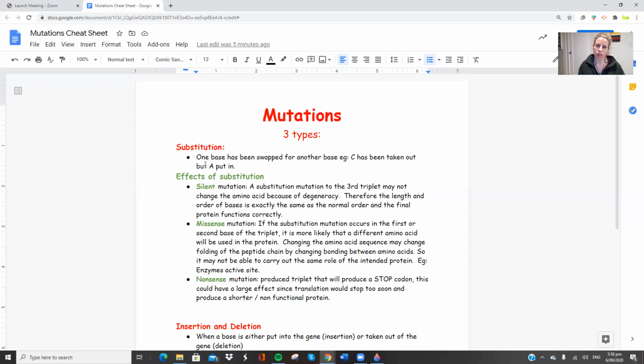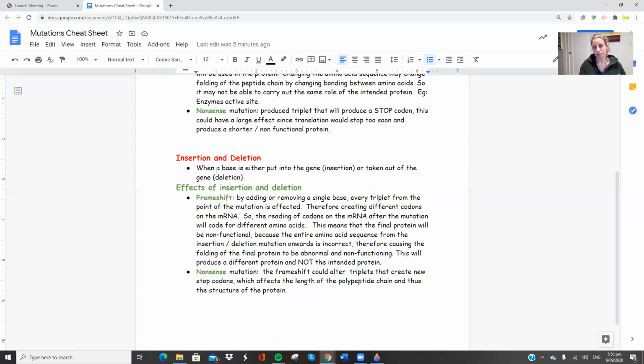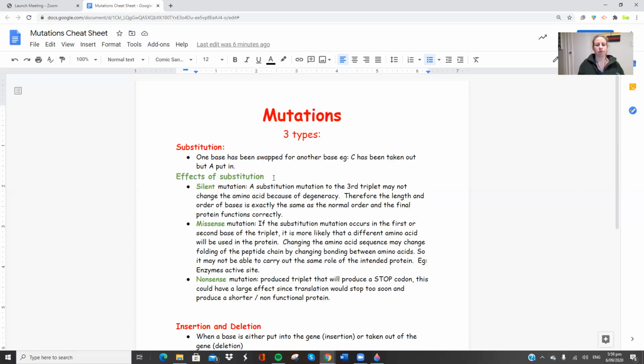So mutations only happen to the DNA strand. They're not happening to the mRNA strand. Let's keep it simple anyway. Whereas for insertion and deletion, that's when a base is either put into the gene, so that's insertion. So instead of having 20 bases in the gene, it will have 21. Or deletion is when a base is taken out. So instead of having 20 bases in the gene, there are only 19 bases in the gene's information. So they have different effects.